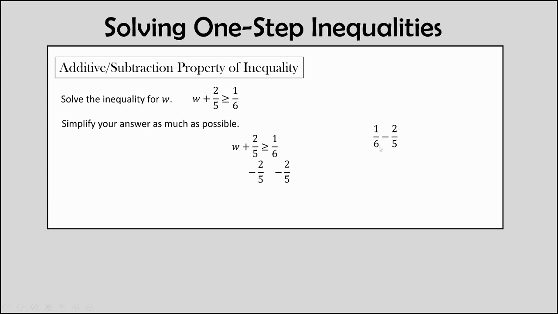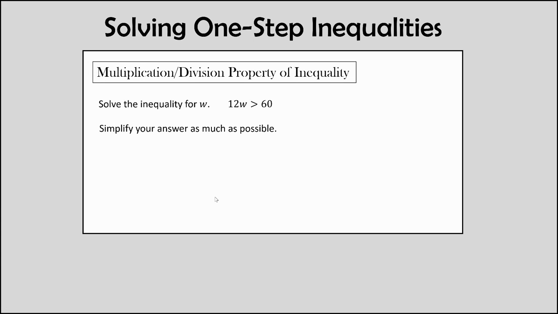So I'm going to make them both have a denominator of 30. I'm going to multiply top and bottom over here by 5, and the numerator and denominator in this fraction by 6. And that's going to give me 5 over 30 minus 12 over 30. 5 minus 12 is -7. So -7/30 is the answer to 1/6 minus 2/5. So the answer is w is greater than or equal to -7/30. Okay. Whether it's decimals, fractions, whole numbers, integers, we do it the same way.